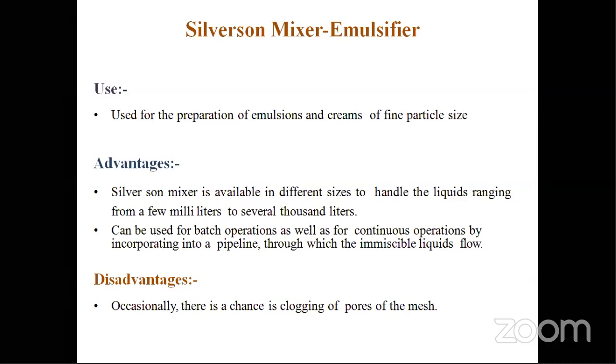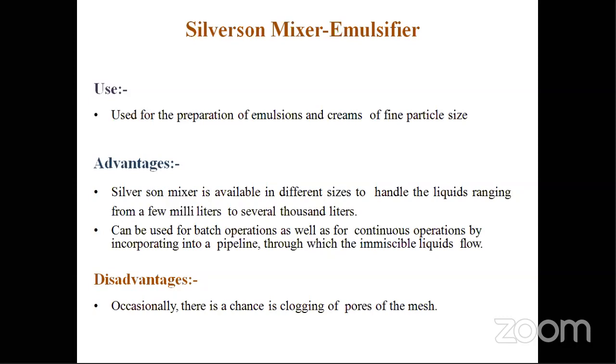to thousands of liters. We can handle it with this instrument, and it can be used for batch operations. Batch to batch production we can get by the Silverson mixture. For continuous operations, it can be incorporated into a pipeline, and through the pipeline the emulsion liquid is supplied directly into the Silverson mixture for emulsifying. With direct circulation and direct supply, we can get the total emulsion process.